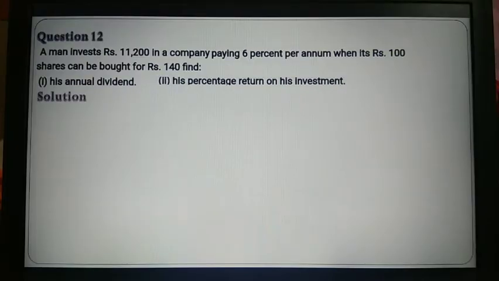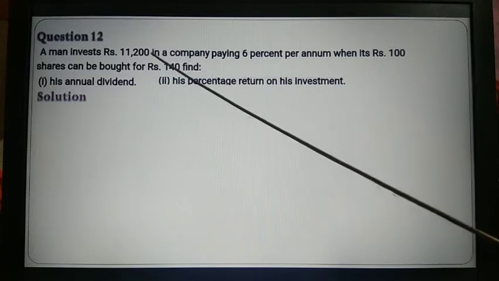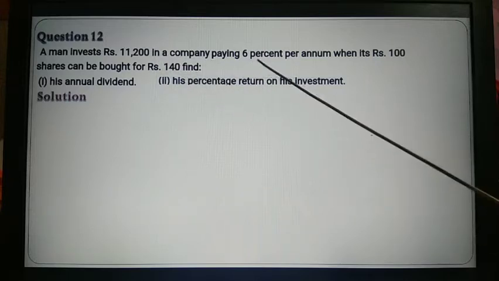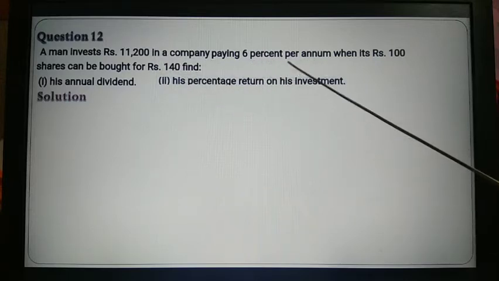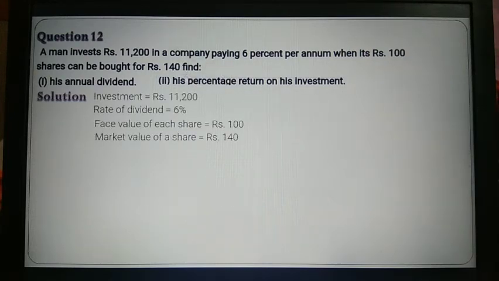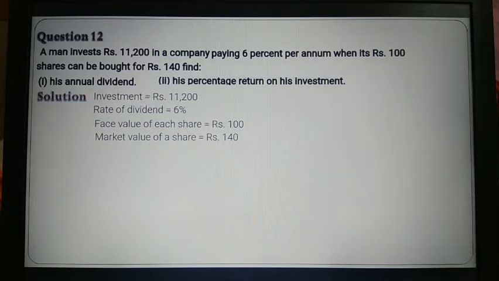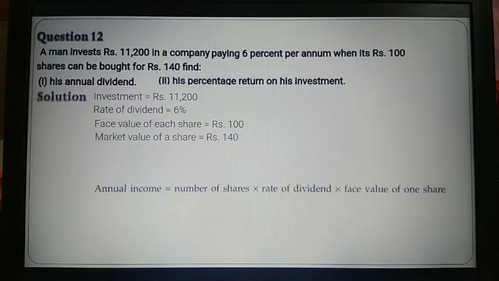Okay, so the next question is question 12. A man invests rupees 11,200 in a company. So investment is given to be this much, paying 6% per annum. That is, this is rate of dividend when it's 100 rupees shares. That means this is my nominal value, can be bought for rupees 140. So 140 is my market value. Whatever is given, I am just noting them down. Now question says calculate the annual dividend. Annual dividend means annual income, and to calculate annual income, the formula available is this one.